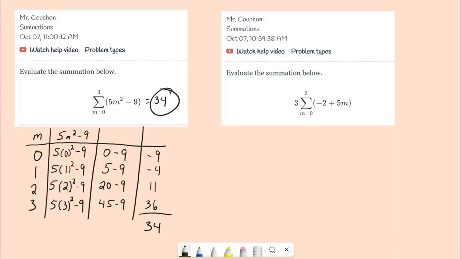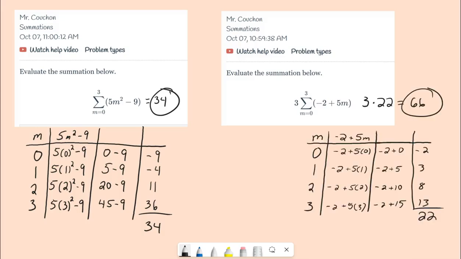Okay, so for the first one there, when you input 0, 1, 2, and 3 into these expressions, you get -9, -4, 11, 36. And that's a sum of 34. So the first solution there is 34. In that second problem, when you put in 0, 1, 2, and 3, you get outputs of -2, 3, 8, 13. That's a sum of 22, but there is that multiply by 3. So 3 times 22 is 66.